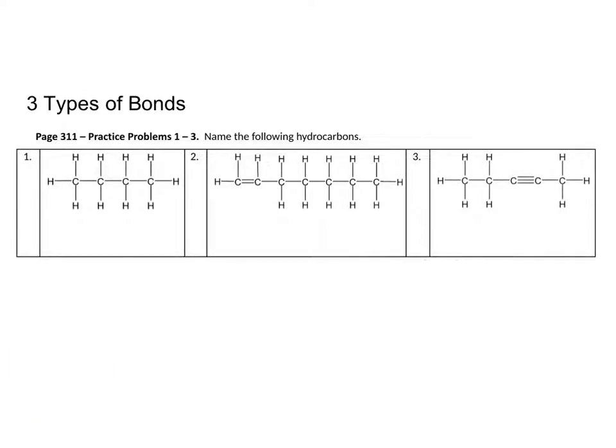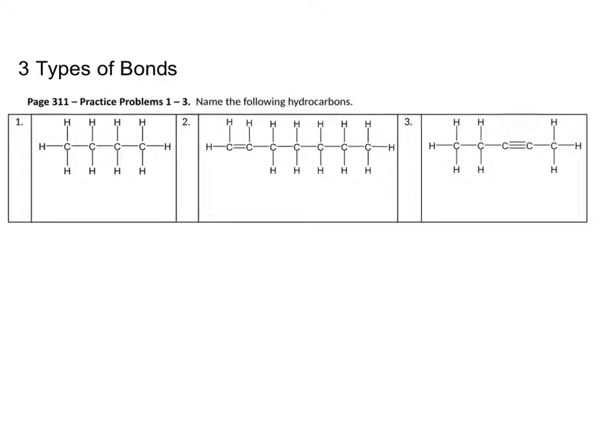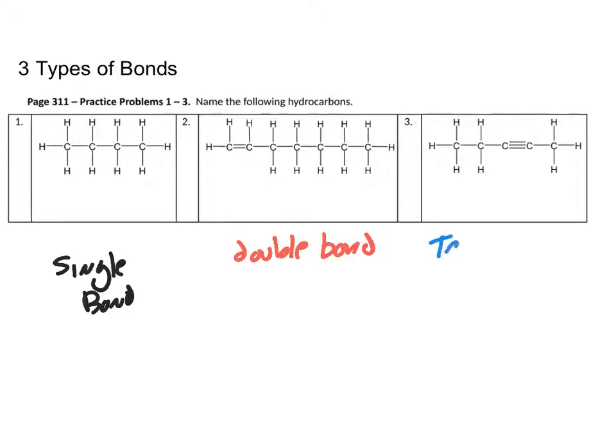So the first thing that we should probably talk about is that in organic chemistry, there are 3 types of bonds that we have to be familiar with. We have the single bond. We have the double bond. And we have the triple bond. Now, a hydrocarbon that has a series of single bonds is simply referred to as an alkane.